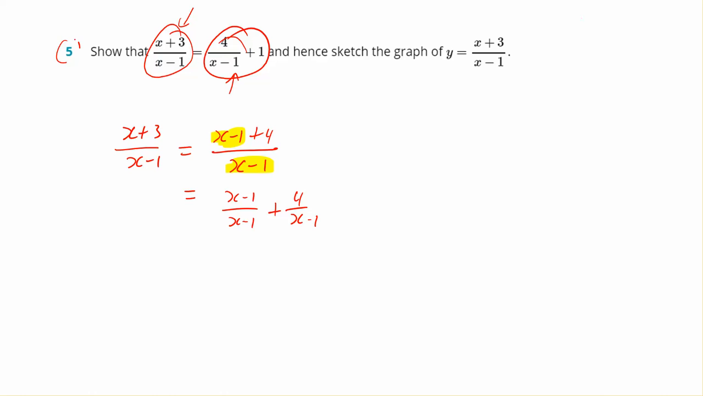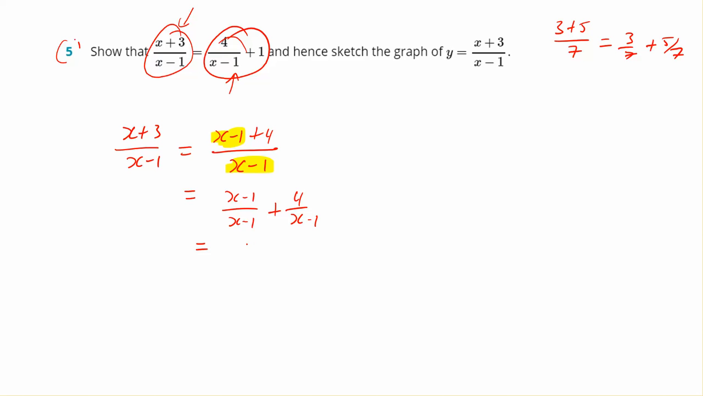Just in case you're confused, like how does that work? If I had (3 plus 5) over 7, that's the same as 3 over 7 plus 5 over 7. So it works the same for algebra. I've just grouped these two, made (x minus 1) over (x minus 1), and I left the 4 over x minus 1 as well. Remember, when you have the same denominators, you can add the numerators. That's how I'm just going backwards.